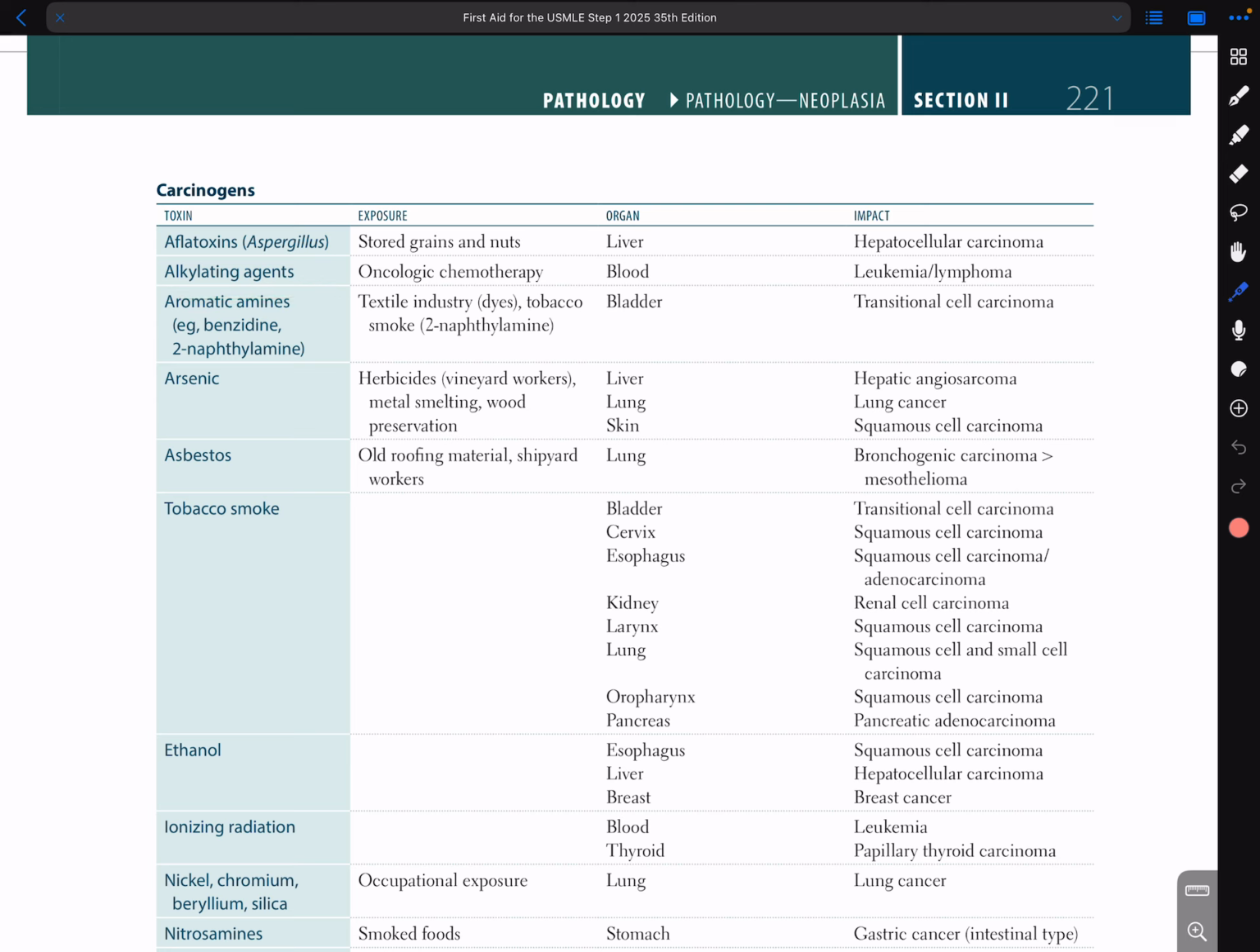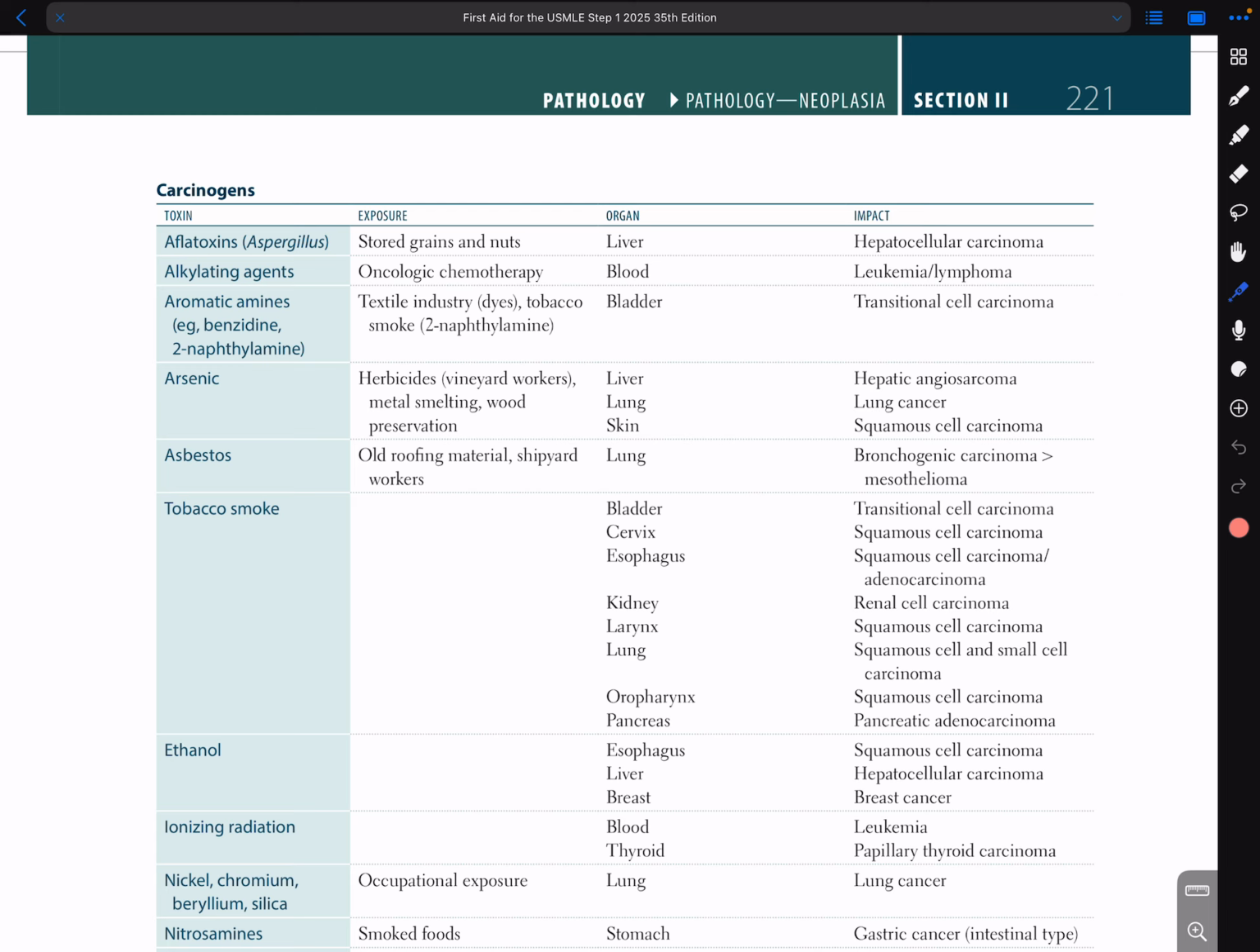Carcinogen aromatic amines, benzidine and naphthylamine. Exposure is in the textile industry, like dyes, and tobacco smoke. The organ affected is the bladder, and the impact is transitional cell carcinoma.